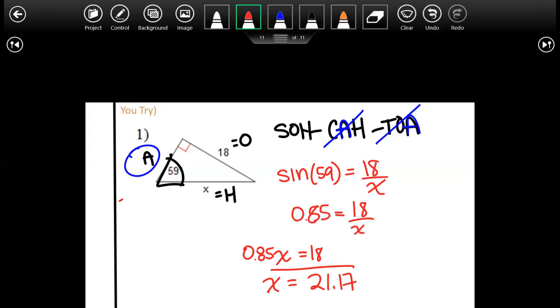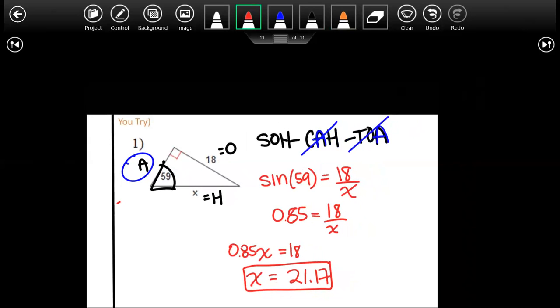Is it what you guys got? Yeah. That's it. All I did is I set up my ratio, found out that A didn't have anything. So I want to be able to use sine. I set up my ratio, sine of 59 is equal to the opposite over hypotenuse. I solve that out, reduce down, 21.17.